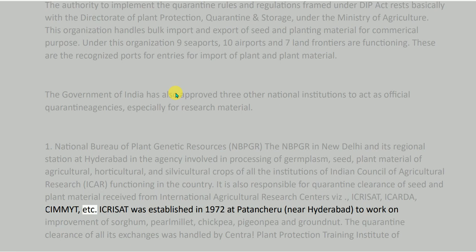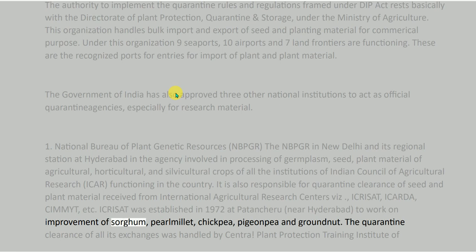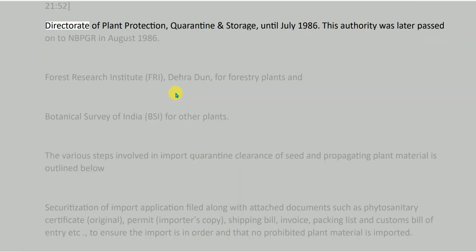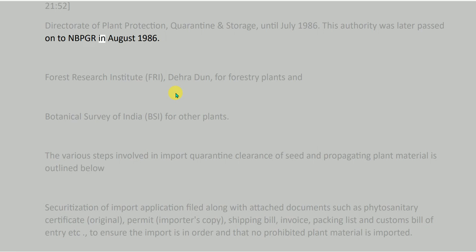ICRISAT was established in 1972 at Patancheru, near Hyderabad, to work on improvement of sorghum, pearl millet, chickpea, pigeon pea and groundnut. The quarantine clearance of all its exchanges was handled by the Central Plant Protection Training Institute of the Directorate of Plant Protection, Quarantine and Storage, until July 1986. This authority was later passed on to NBPGR in August 1986. 2. Forest Research Institute, Dehradun, for forestry plants, and 3. Botanical Survey of India, BSI, for other plants.